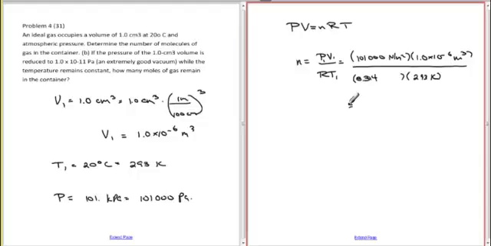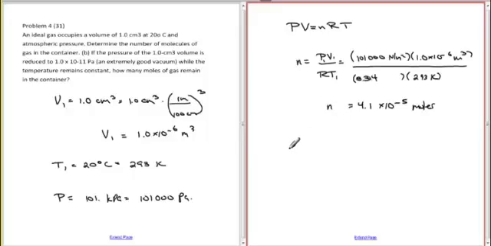So 101 times 1 e to the minus 6th divided by 8.314 divided by 293, and the number of moles is 4.1 times 10 to the minus 5th moles.